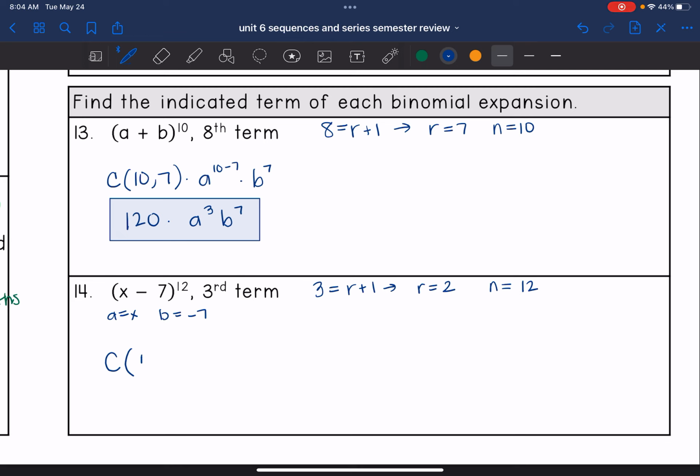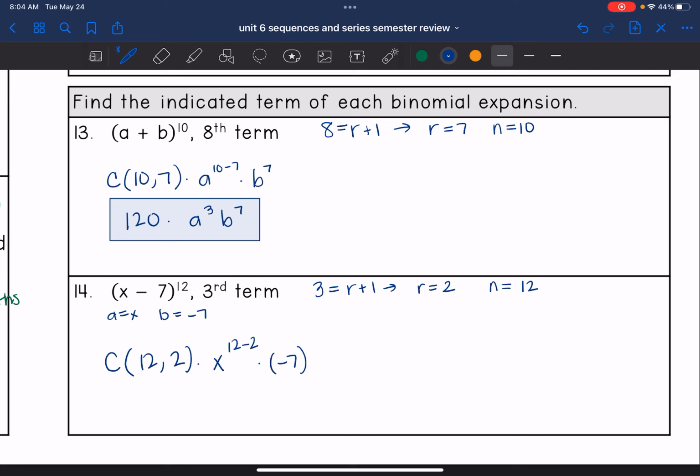Combination 12, 2 times x raised up to the 12 minus 2 power times negative 7 raised up to the 2nd power. So combination 12, 2, put that in my calculator, I get 66. Then 12 minus 2 is 10. And then negative 7 raised up to the 2nd power, that's also a number, that's positive 49.